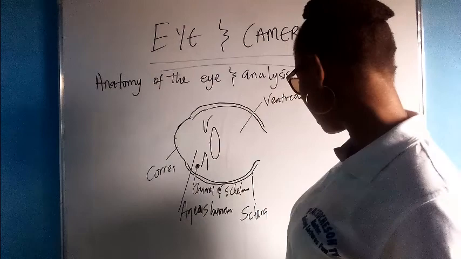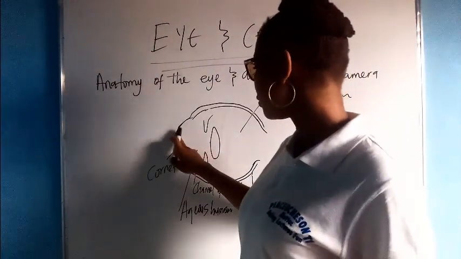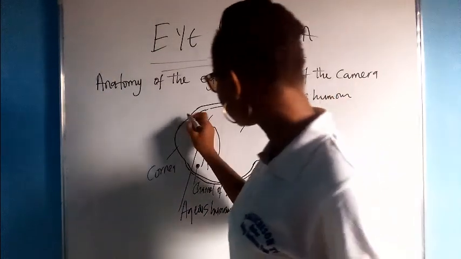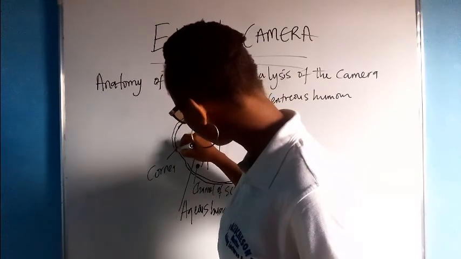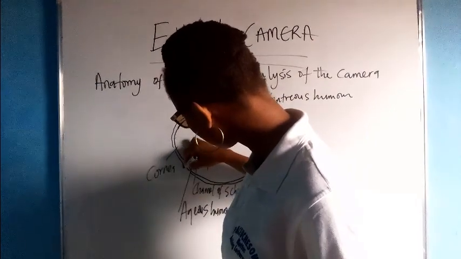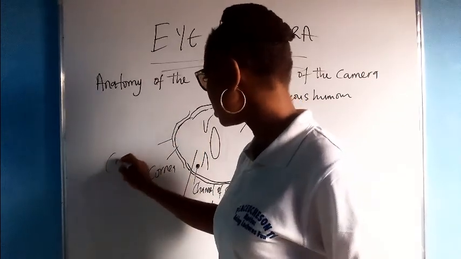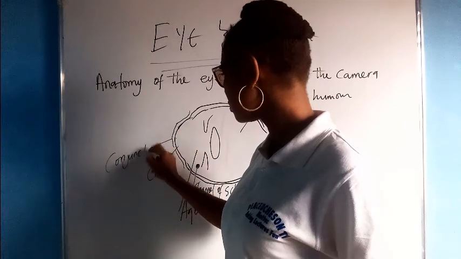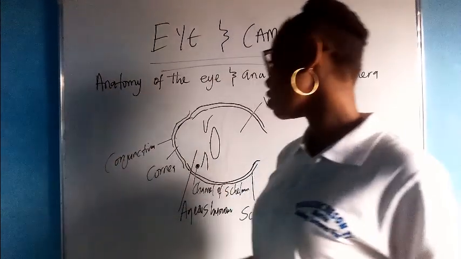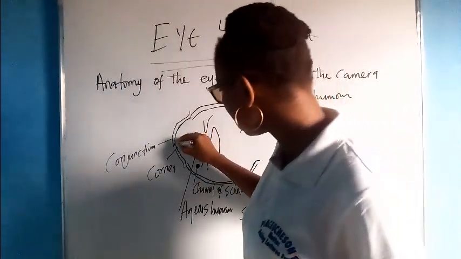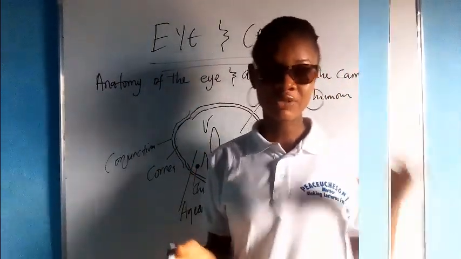We said the sclera is the white part of the eye. The cornea is protected by a thin tissue called the conjunctiva. As a result of the sensitivity of the cornea, it needs to be protected, of course.